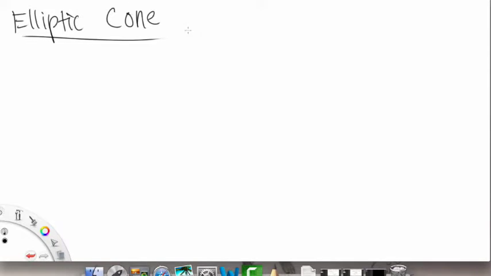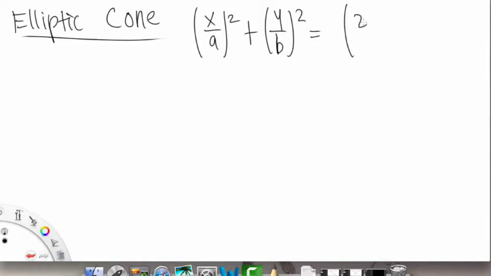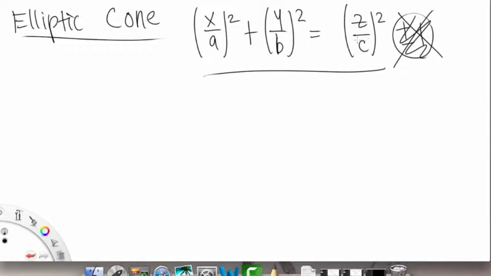All right, so now on to another one. This one is called the elliptic cone, so it has to do with ellipses, and then cone, okay? The formula for this is x over a squared plus y over b squared is equal to z over c squared, okay? And here we see there is no plus or minus 1, right? There's nothing there. This is just the formula for it.